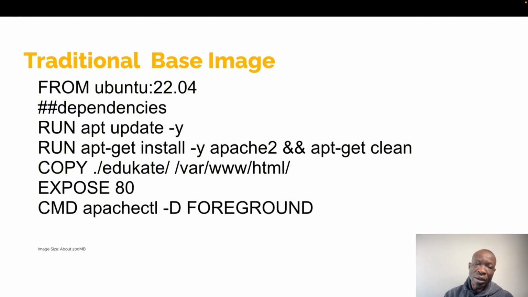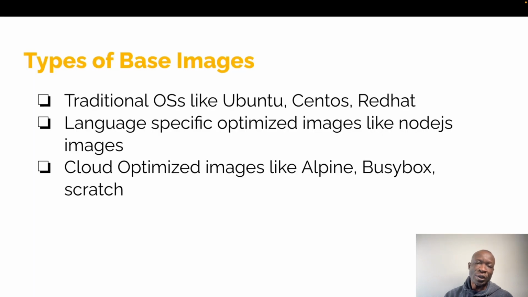So as you can tell, the bigger the base image, the bigger the size of your image is going to be overall when you're done. So it's advisable to use base images that are very, very small. There are different types of base images, some of them more like traditional operating systems like Ubuntu, CentOS, Red Hat. In the early days of containerization, people were using this type of images. But today, you don't want to use those types of images because, again, their sizes are often very large.